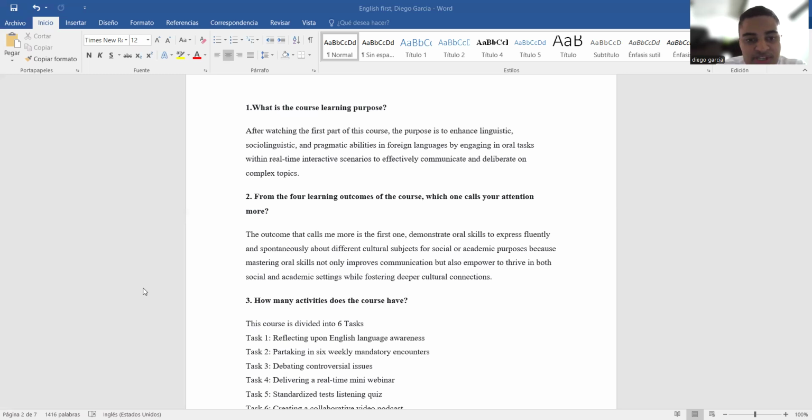And the second question is from the four outcomes, which one calls your attention more? And in this case, it is the first one because it demonstrates oral skills to express fluently and spontaneously about different cultural subjects for social or academic purposes. Mastering oral skills not only improves communication, but also empowers you to thrive in both social and academic settings while fostering deeper cultural connections.